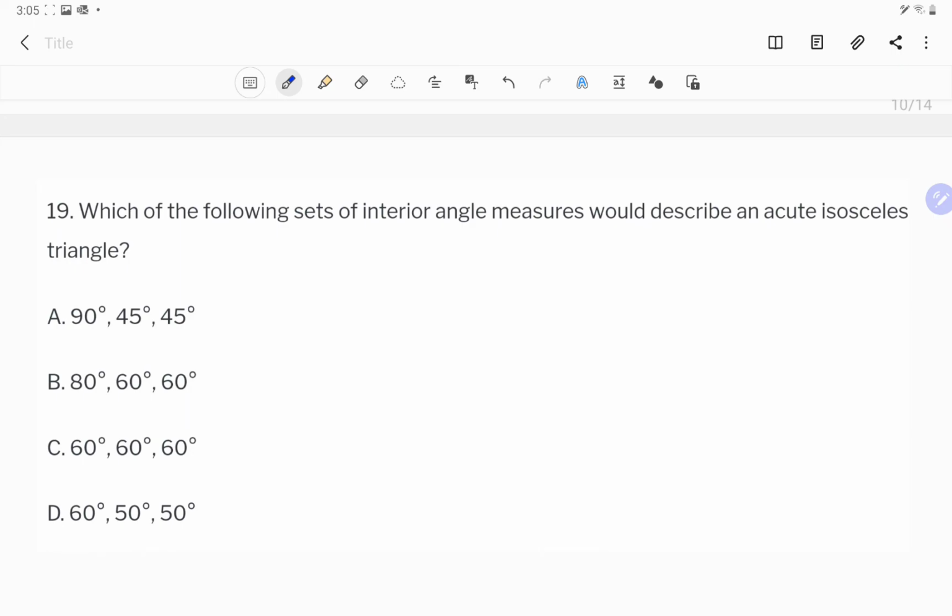Alright, for number 19 here, choice A is not an acute triangle because it has one right angle. So it is no longer an acute triangle because it is a right triangle now. Next, in choice B, the sum of the interior angle measures exceeds 180 degrees. So if you add that, it is no longer 180 degrees, and that is not a triangle anymore. Choice D suffers the reverse problem. Its sum does not make 180 degrees. Though choice C describes an equilateral triangle, it also describes an isosceles triangle.